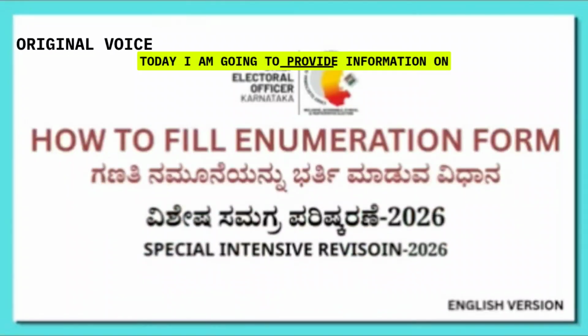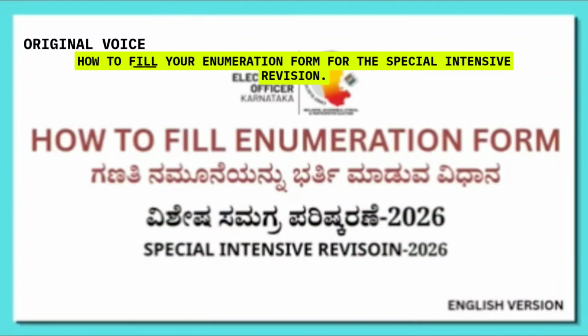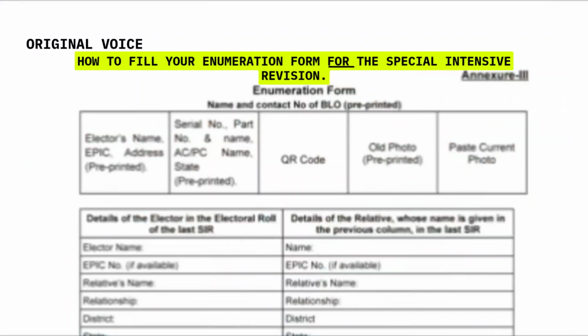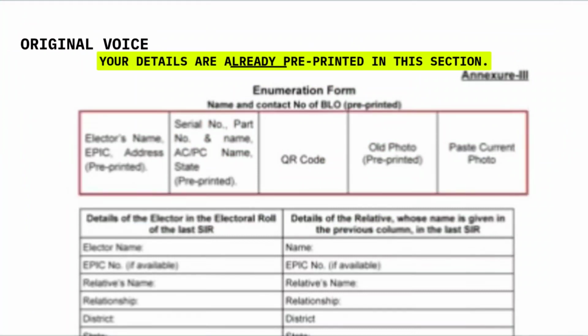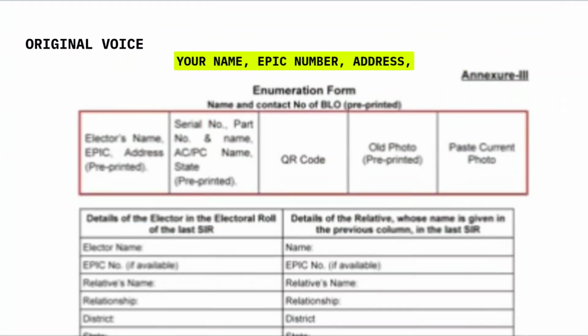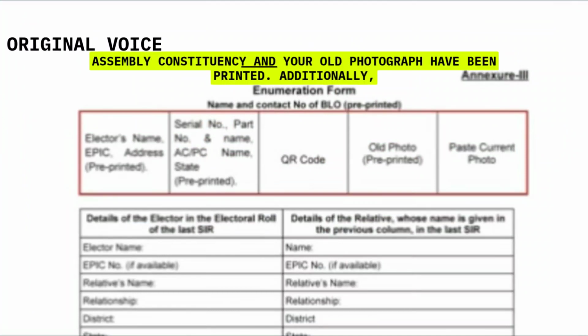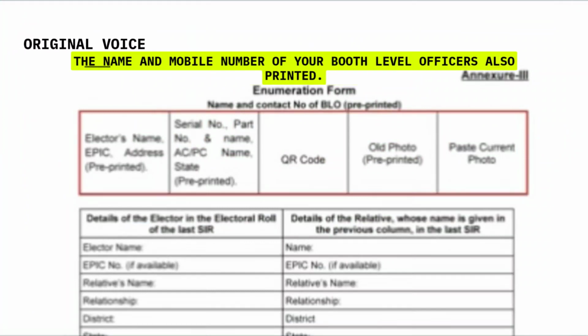Today I am going to provide information on how to fill your enumeration form for the special intensive revision. Firstly, look at part 1. Your details are already pre-printed in this section. Your name, EPIC number, address, assembly constituency and your old photograph have been printed. Additionally, the name and mobile number of your booth level officer are also printed.